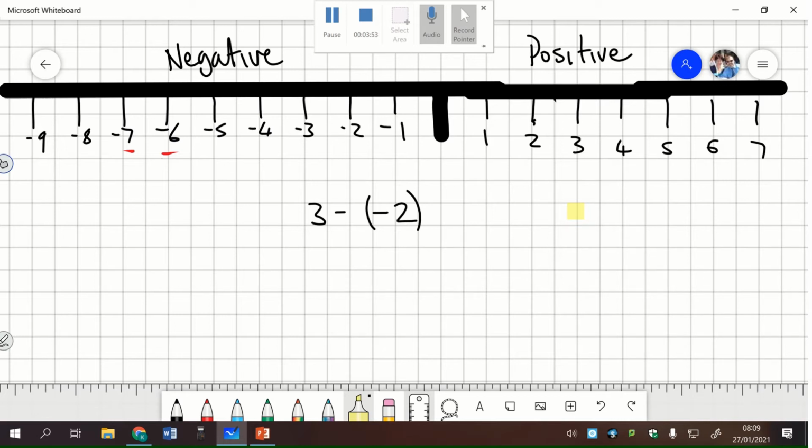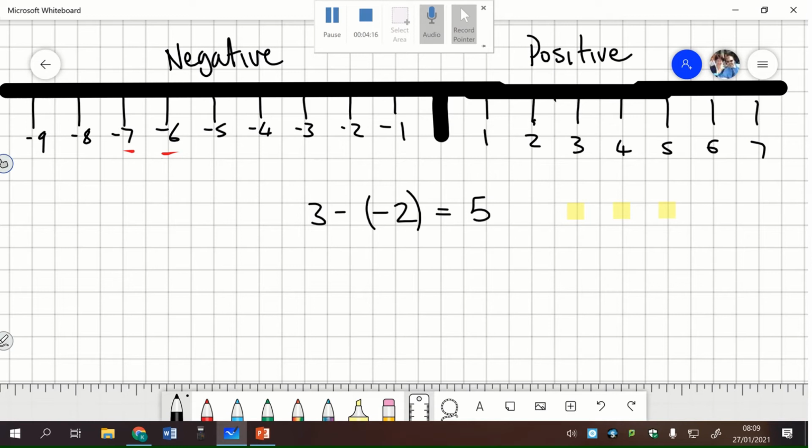So that's what we do if we're taking away a positive number. If you take away a positive number, we count to the left. If we're going to take away a negative number, we're going to count to the right. We're going to do the opposite. Let's go 1, 2. So the answer will be, look, I changed it this time, the answer will be 5.